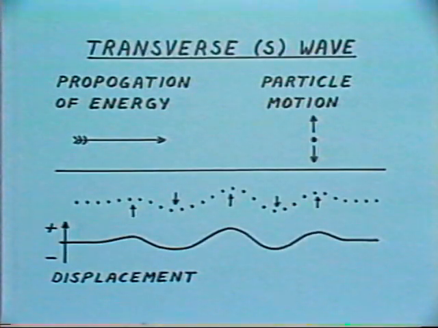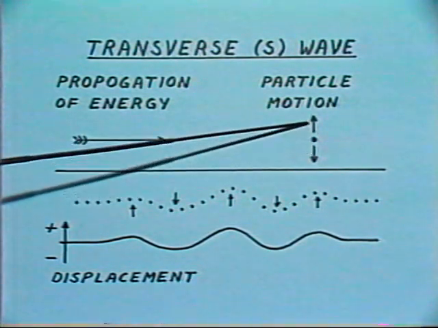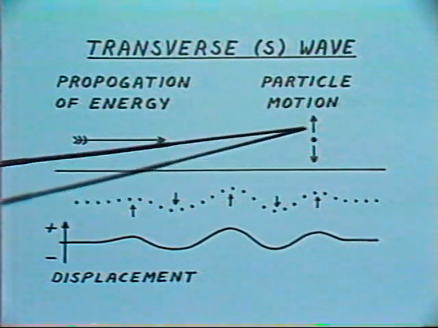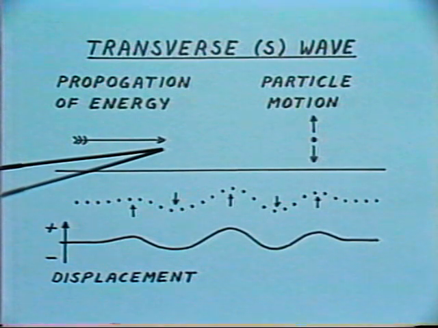Now the second type of wave motion was the transverse or S wave. In this case, the distinguishing feature is that the particle motion is a vibration at right angles, or perpendicular, to the direction of travel of the energy.